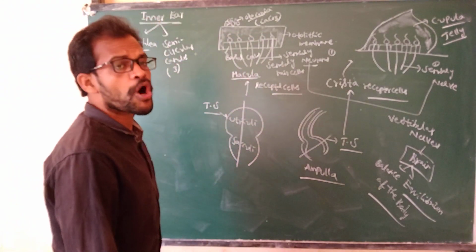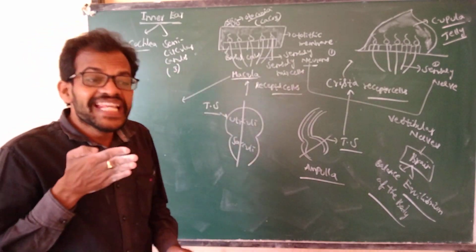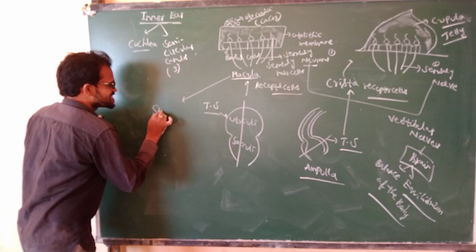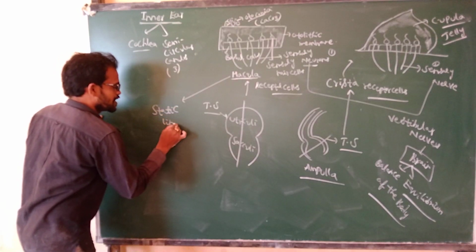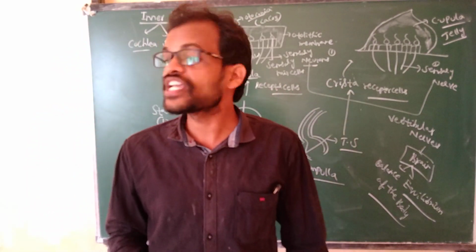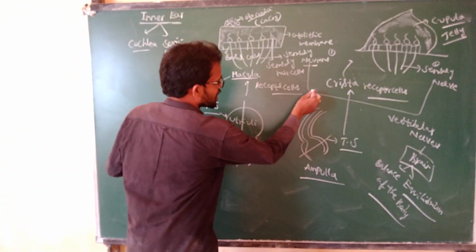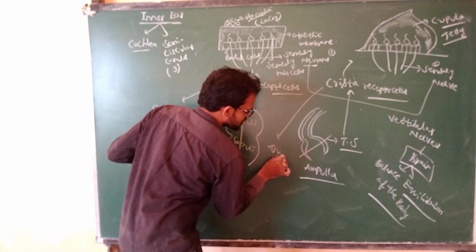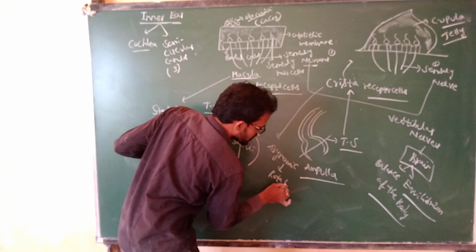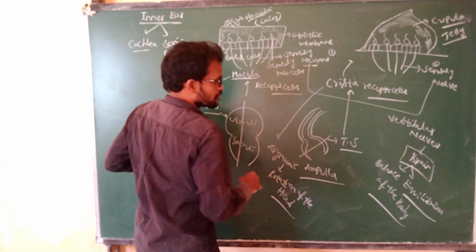The main function of the macula, meaning the utriculus and sacculus, is to help with linear movements, forward movements, meaning static movement. The crista is helpful for the rotation of the head, forward and backward movement. They are helpful for the dynamic movements, the rotation of the head.